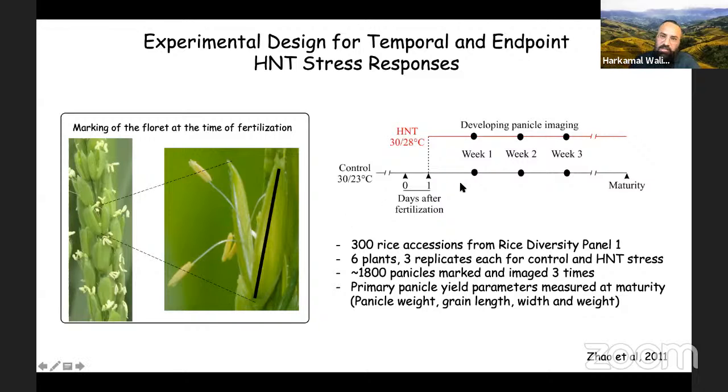Besides the logistics, we took these plants out of the greenhouses for a few minutes and imaged them every week: week 1, week 2, and week 3. Then we harvest the plants at maturity, which is about 30 to 40 days for most accessions. In this process, we imaged about 1,800 individual panicles that we had marked, three times each. At maturity, we also looked at panicle weight, grain length, grain width, and grain weight. The first part of my talk is going to be on the imaging side, and the second on the maturity phenotypes.